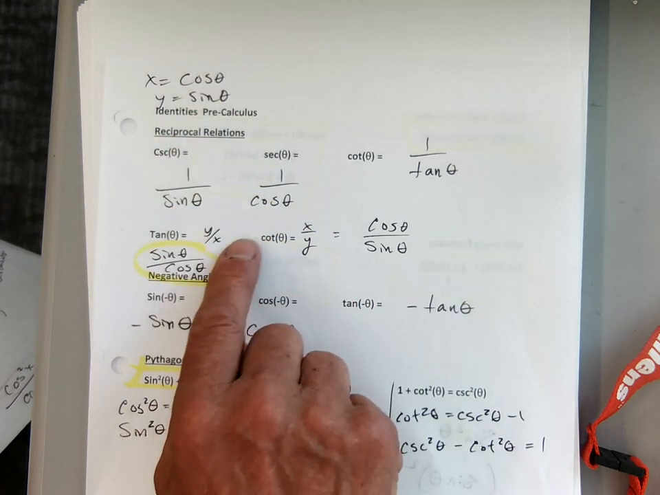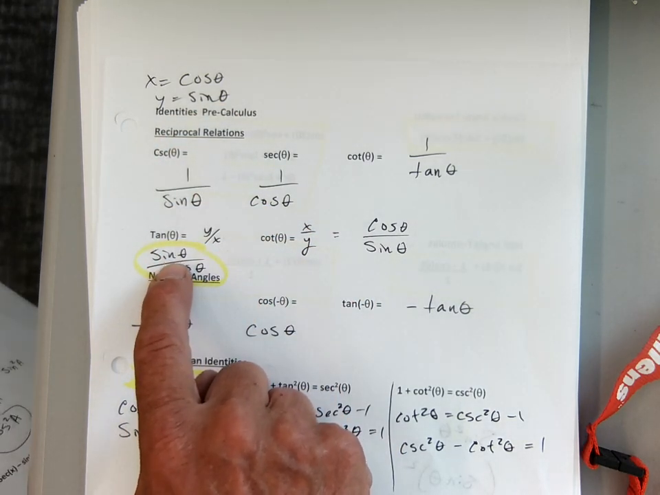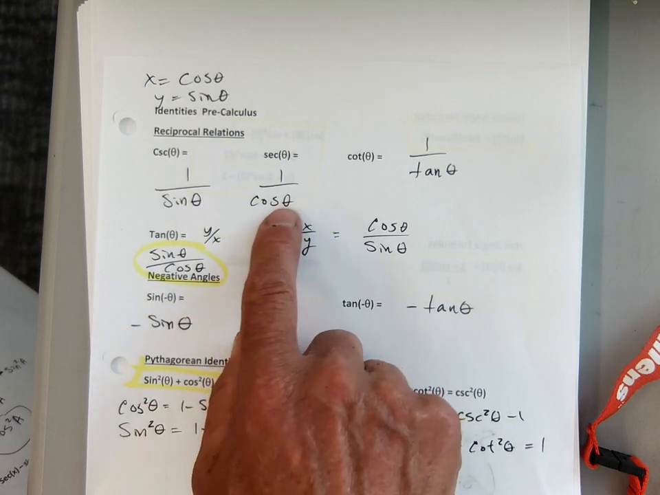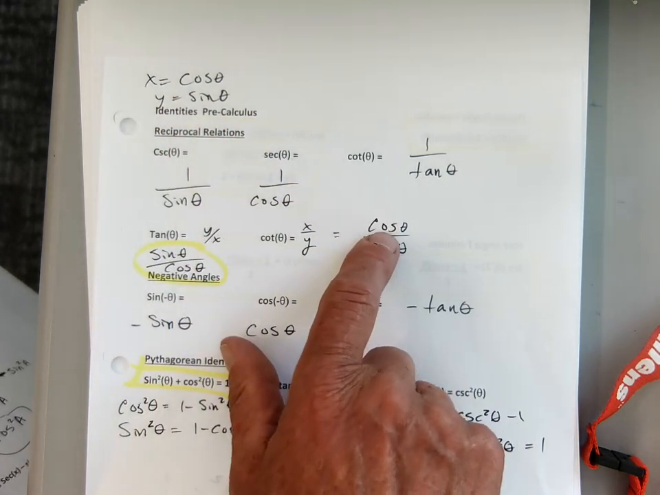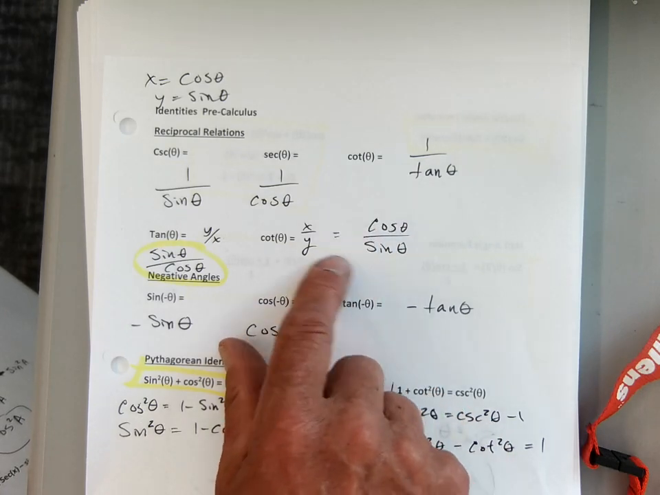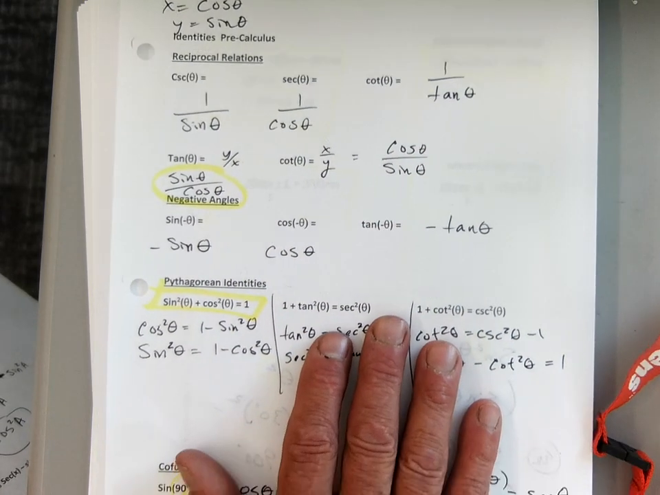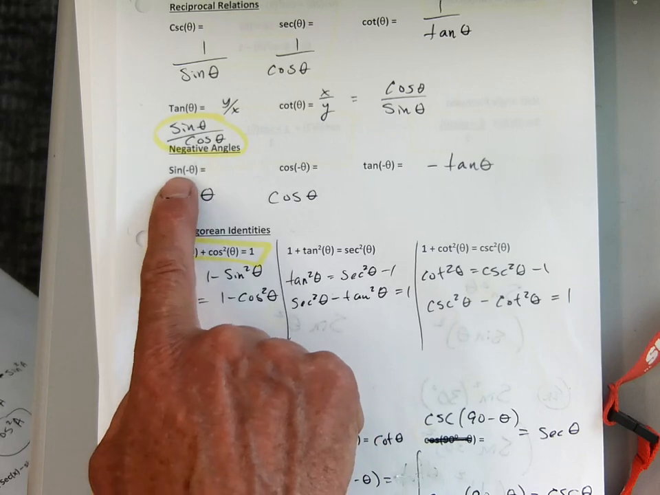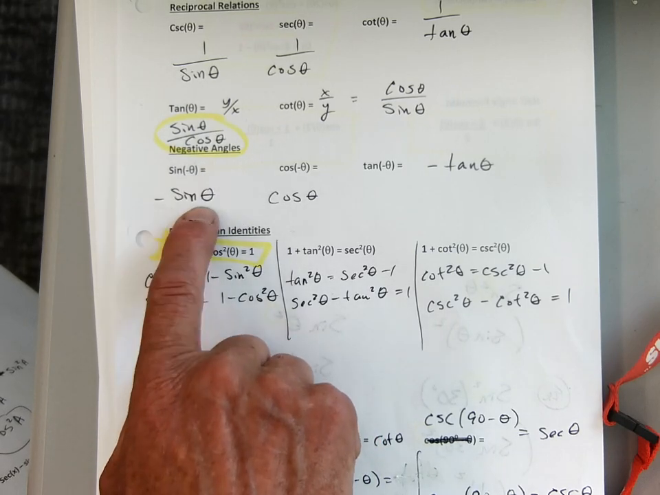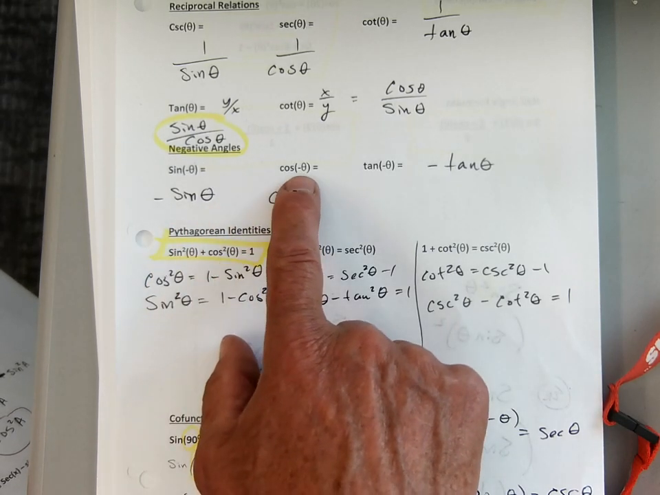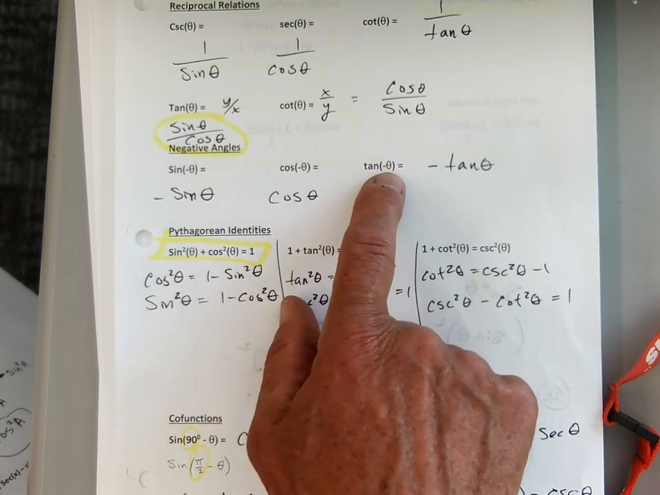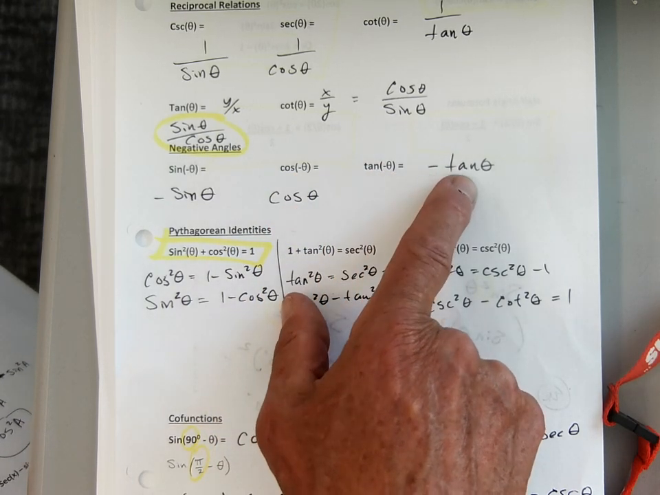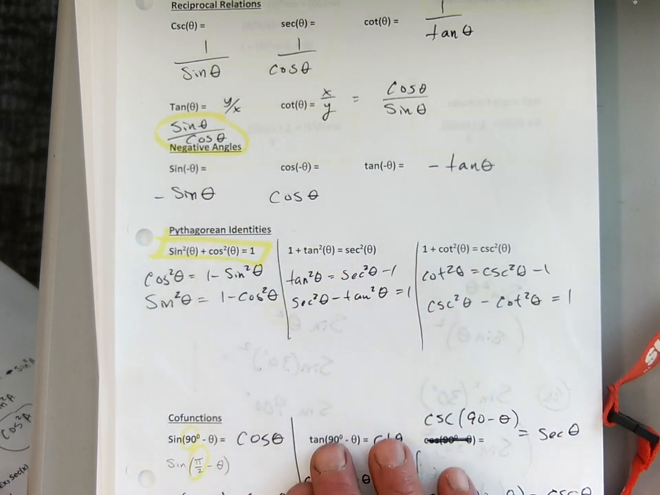So we rewrite tangent as an identity, sine over cosine. Cotangent, we know from the unit circle, is x over y. Again, x is cosine and y is sine, so we have a new identity for cotangent, okay? We have negative angles. The sine of a negative angle is equal to the negative sine of that angle. The cosine of a negative angle is equal to the cosine of the positive angle. And the tangent of a negative angle is equal to the negative tangent of the angle. These are identities that we're going to need.